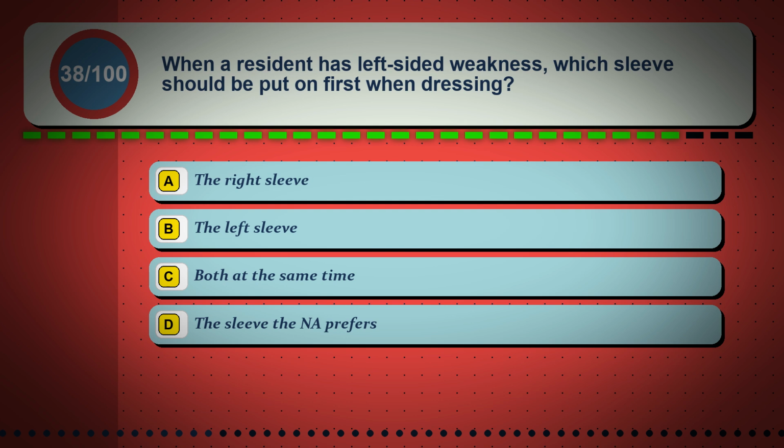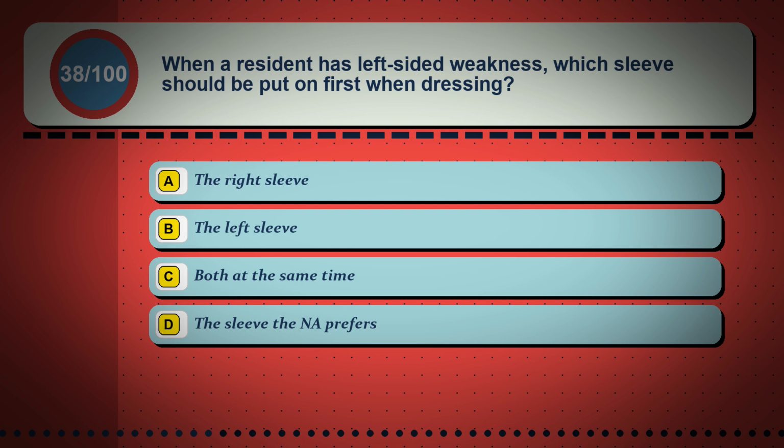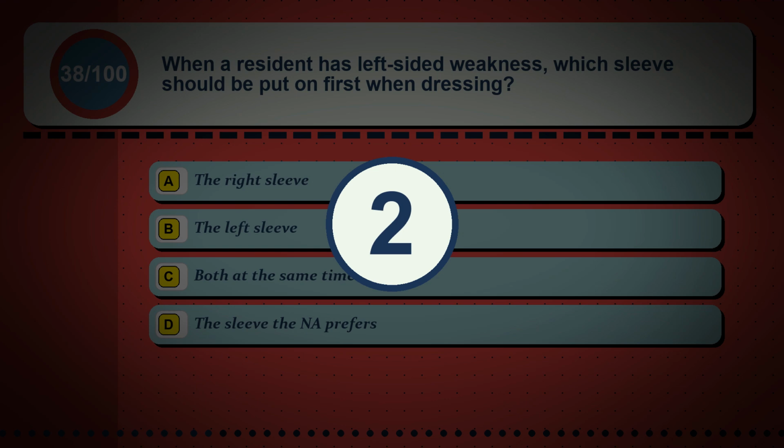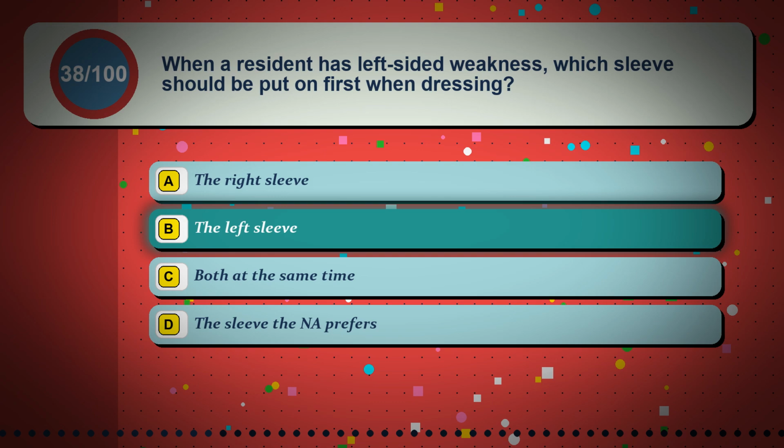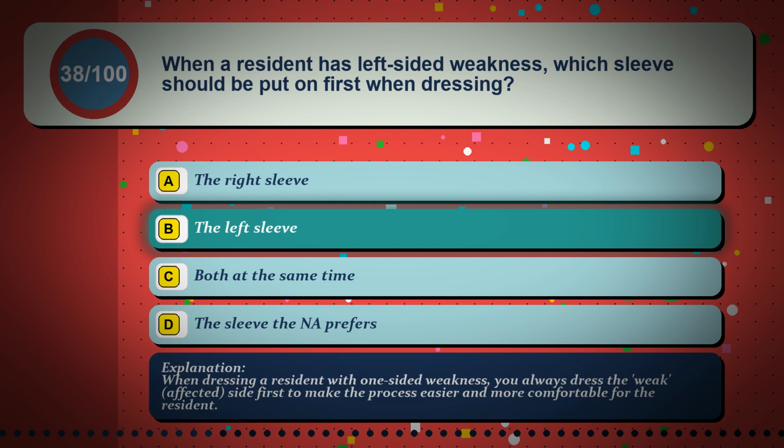Question 38. When a resident has left-sided weakness, which sleeve should be put on first when dressing? Option A. The right sleeve. Option B. The left sleeve. Option C. Both at the same time. Option D. The sleeve the NA prefers. The correct answer is option B. The left sleeve. When dressing a resident with one-sided weakness, you always dress the weak affected side first to make the process easier and more comfortable for the resident.